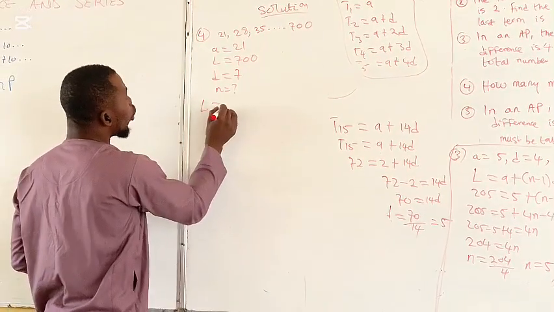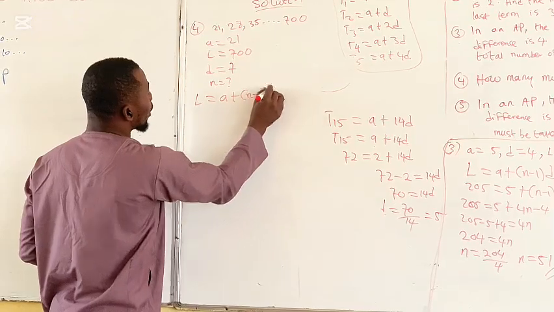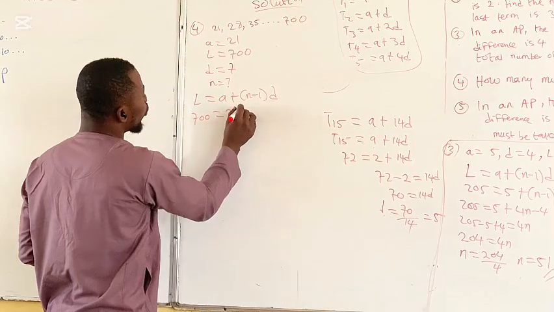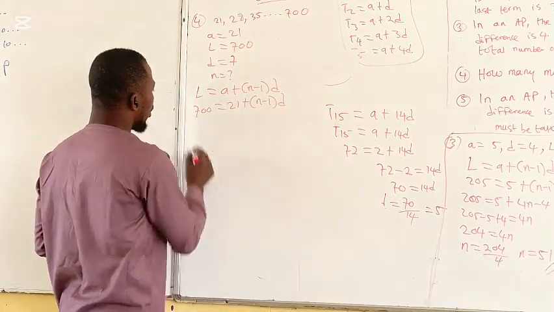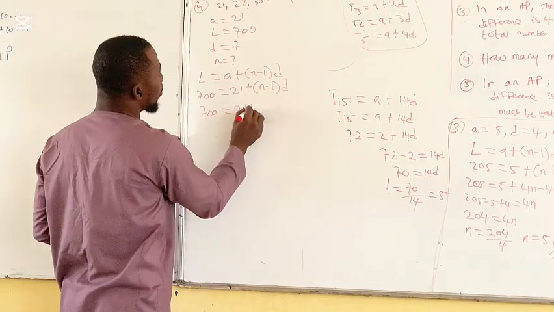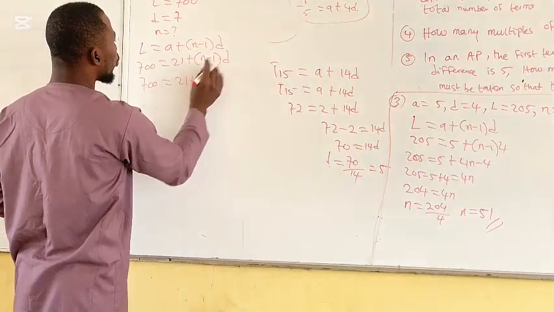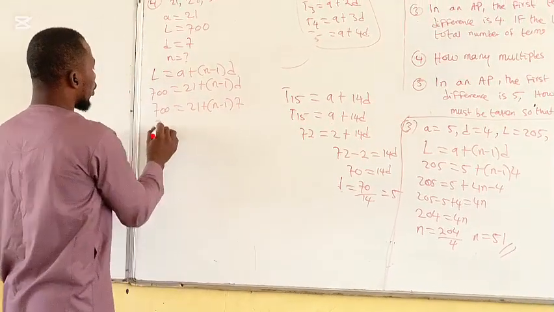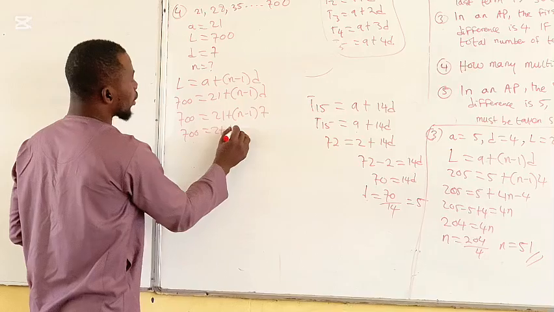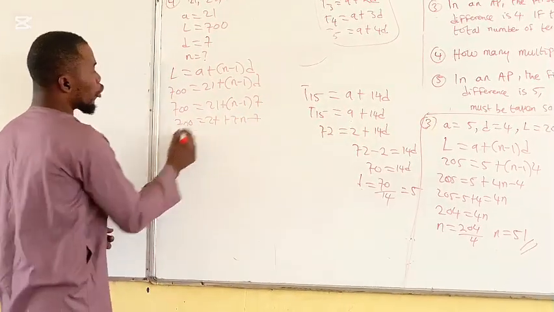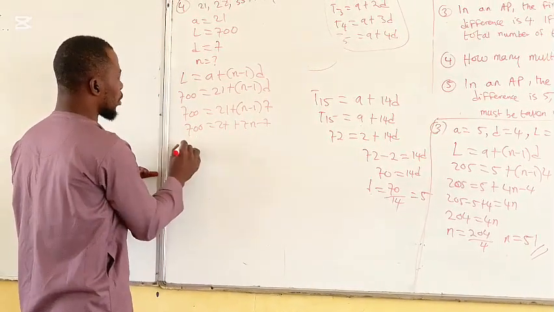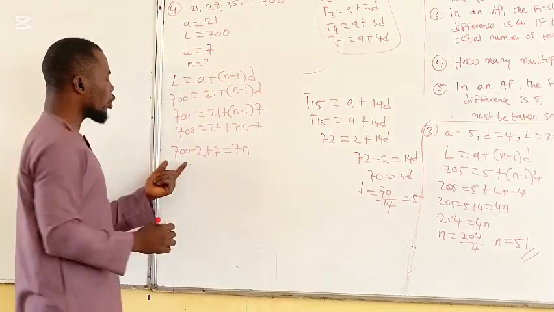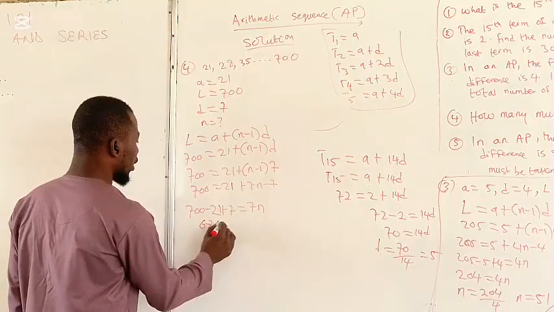Now we'll have l equals a plus n minus 1 d. Then our last term, 700, equals our a, which is 21, plus n minus 1 d. 700 equals 21 plus n minus 1, and our common difference is 7. 700 equals 21 plus 7n minus 7. So from here, we collect the like terms. 700 minus 21 plus 7, 686 equals 7n.